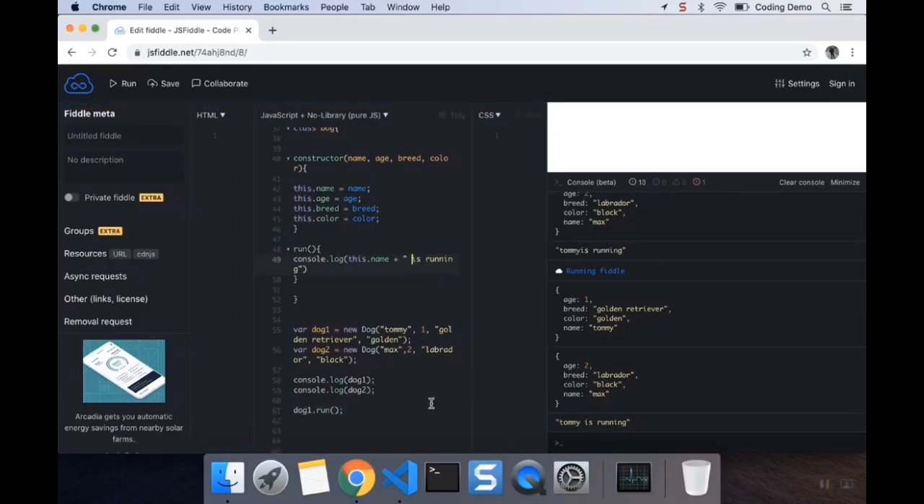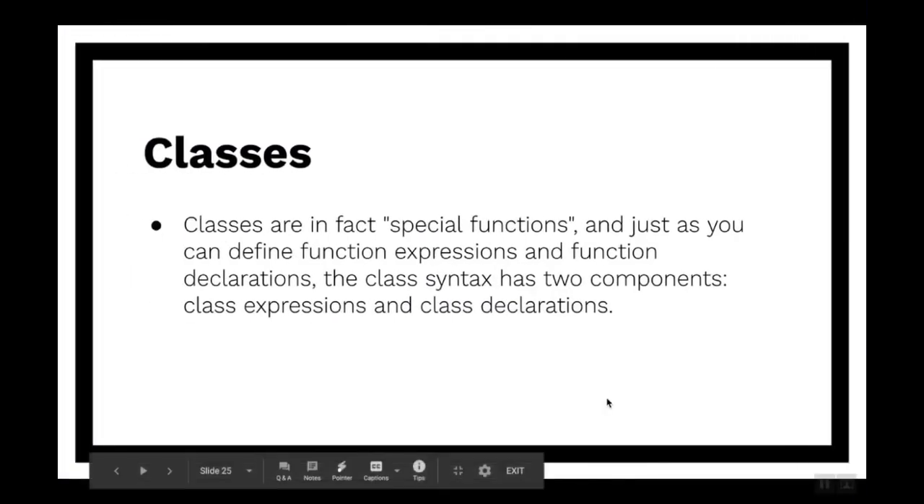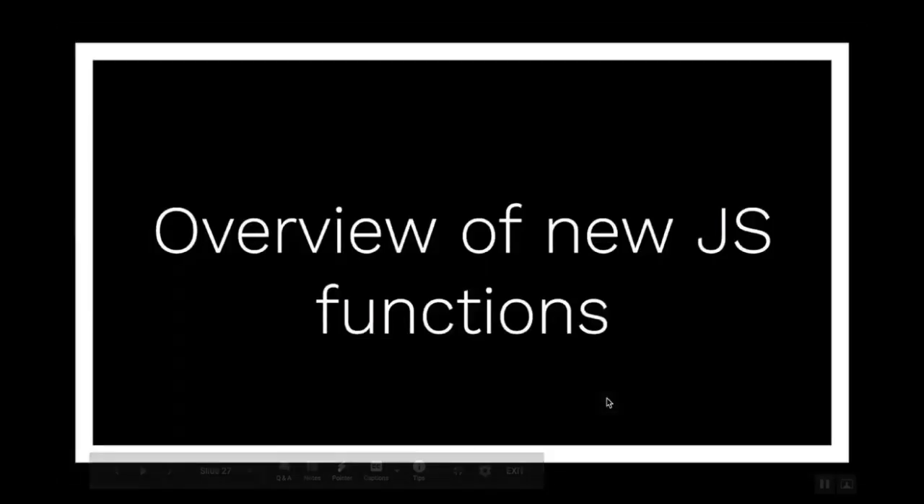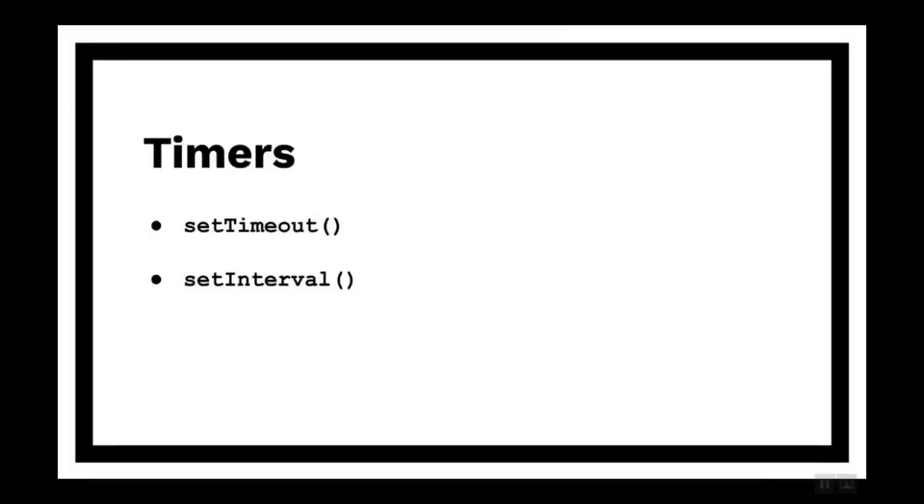Alright, great, Tommy's running. So if I wanted to make sure to make the max run, I would say dog2.run, Max is running. So great, this is what classes and constructors are. So let's have a quick overview of new JavaScript functions.